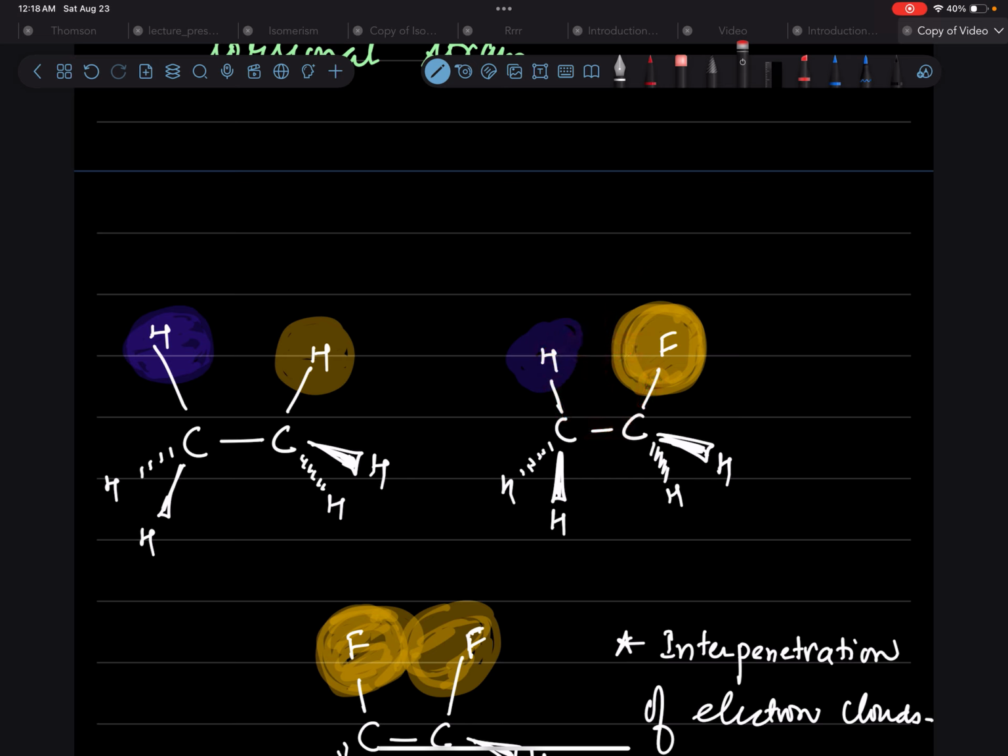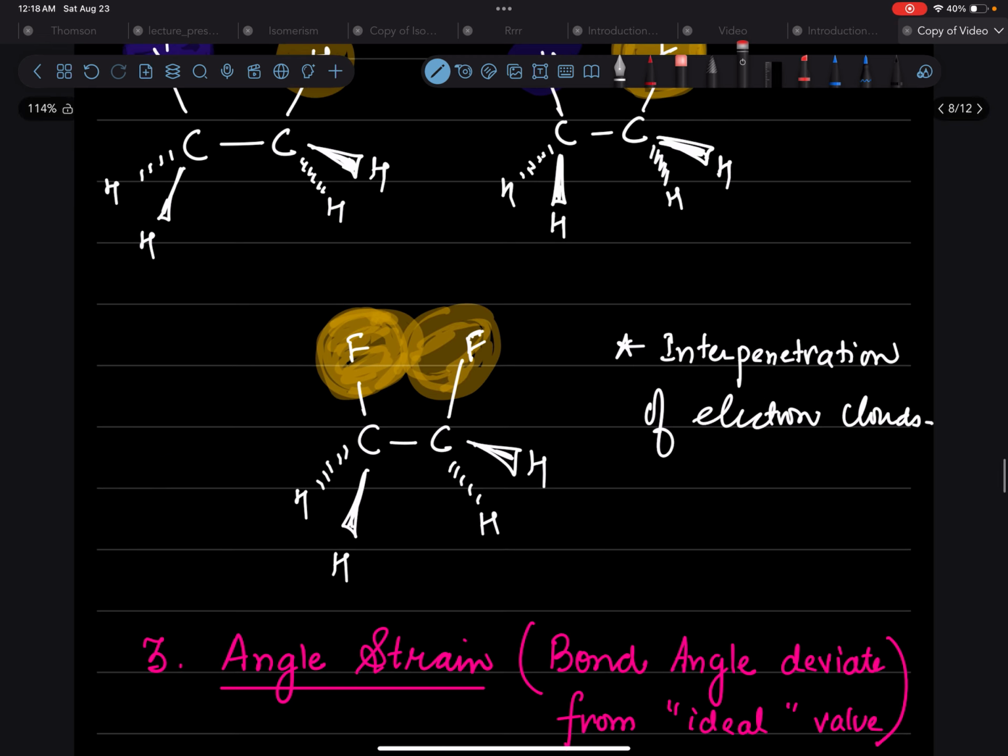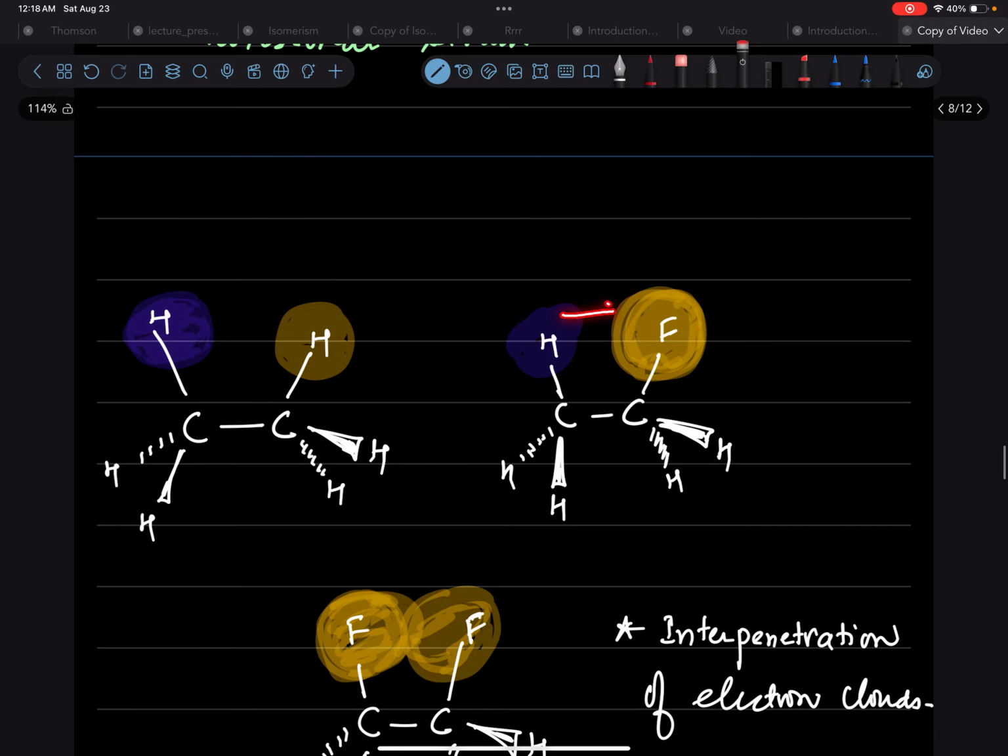Now if I replace this hydrogen also with fluorine, their electron clouds kind of interpenetrate into each other. Because of this interpenetration, the type of strain which is developed is categorized as steric strain. So they're actually bumping into each other. It's not like they have an influence on each other. Here there was an influence on each other, so torsional. But this one is steric. So this strain is steric strain.